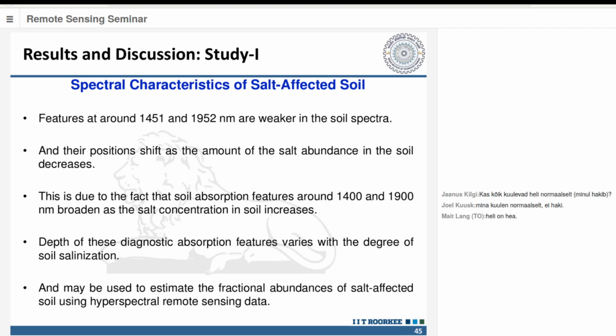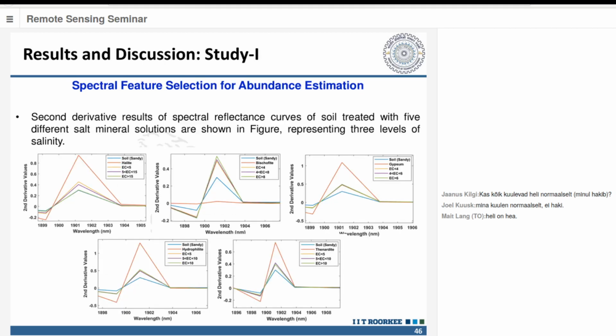Features at around 1451 and 1952 nanometers are weaker in the soil spectra, and their positions shift as the amount of salt abundance in the soil decreases. This is due to the fact that soil absorption features around 1400 and 1900 nanometers broaden as the salt concentration in soil increases. The depth of these diagnostic absorption features varies with the degree of soil salinization and may be used to estimate the fractional abundances of salt affected soil using hyperspectral data.